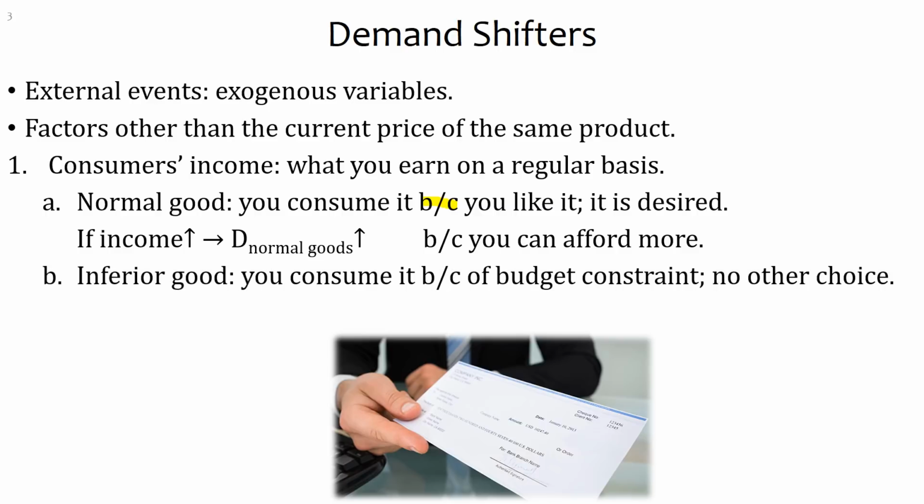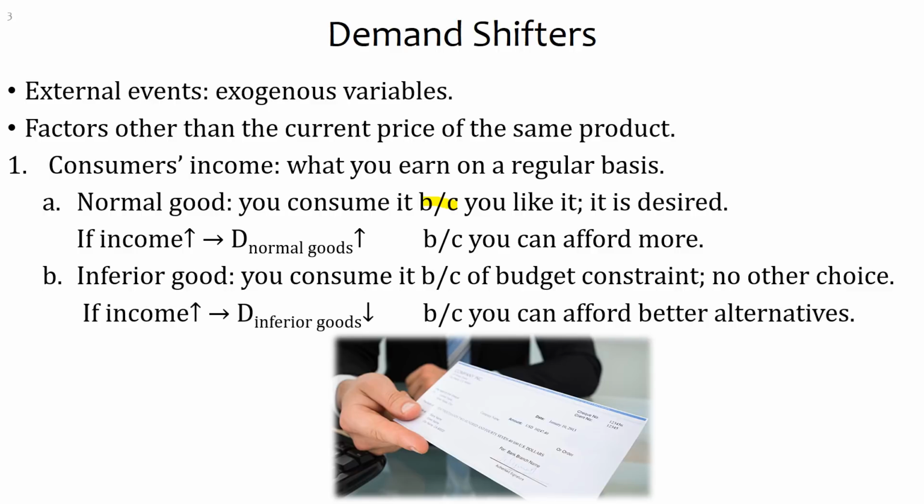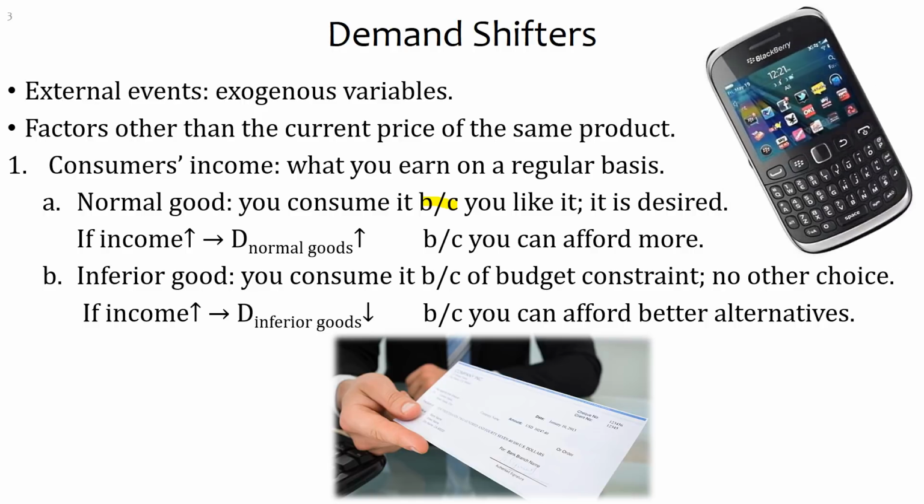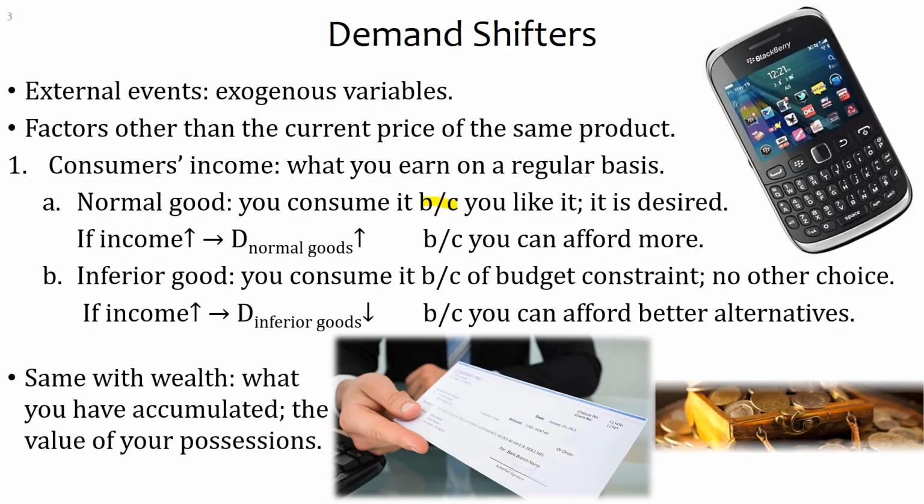The other type is an exception. That's an inferior good, and that's something that you consume because of a budget constraint. You have no other choice. So if your income goes up, then your demand for inferior goods is going to drop because you can afford better alternatives. All right. So my example of that would be BlackBerry cell phones. I mean, who would buy a BlackBerry anyway? If you have more income, you're going to switch to some real phone. So that's the idea of inferior goods. You can think of anything that people buy because of their low income, not because they like it, but because they don't have any other choice.